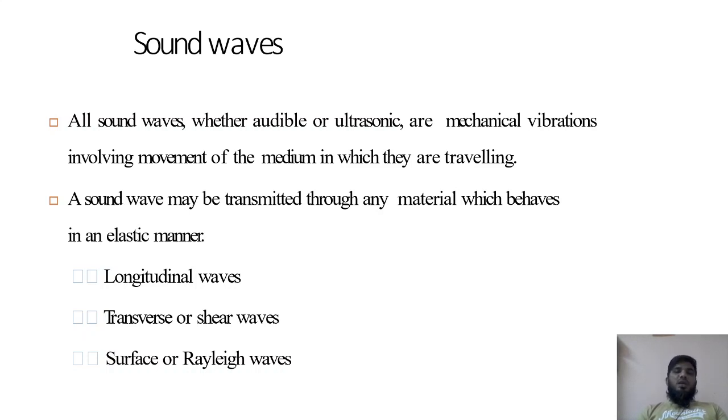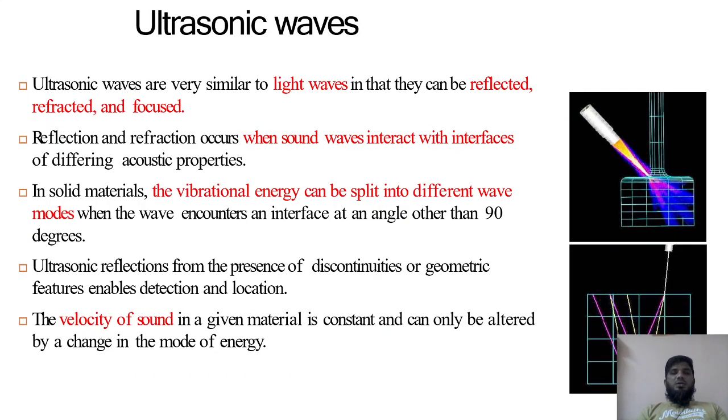All sound waves, whether audible or ultrasonic, are mechanical vibrations of the particles present inside the medium. Generally, sound waves are classified into three types: longitudinal, transverse, and surface or Rayleigh waves. Before entering into this, let us see that ultrasonic waves are very similar to light waves. They undergo reflection, and some amount of refraction also, but most of the time they undergo reflection.